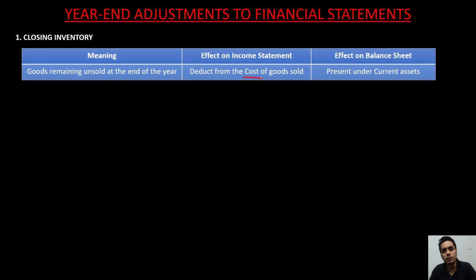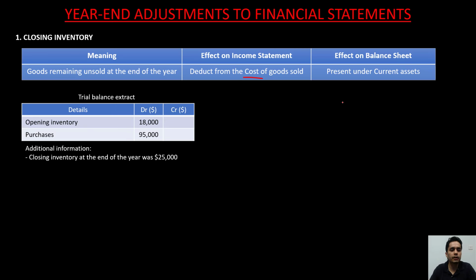And what about the balance sheet? Now on the balance sheet, our closing inventory is our asset. So in the balance sheet, under current assets, we will be showing our closing inventory. Let's have a look at the example. So in this example, we have some details. Opening inventory and purchases are given, and after the trial balance, there's closing inventory of 25,000. Let's see how we treat this in the income statement and the balance sheet.